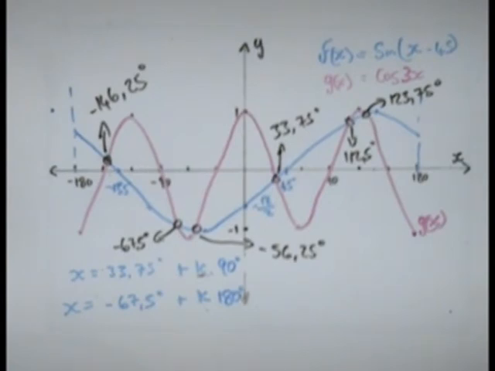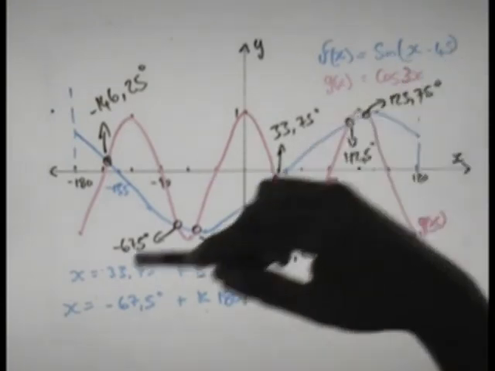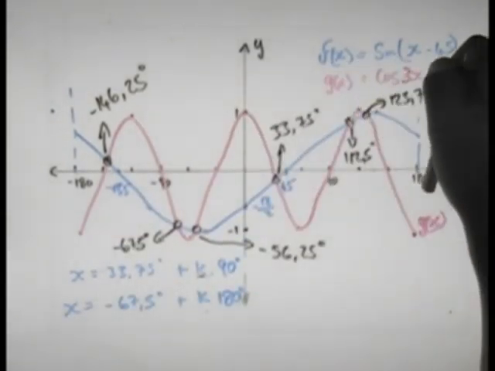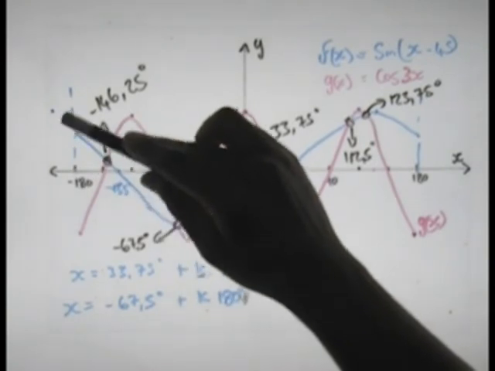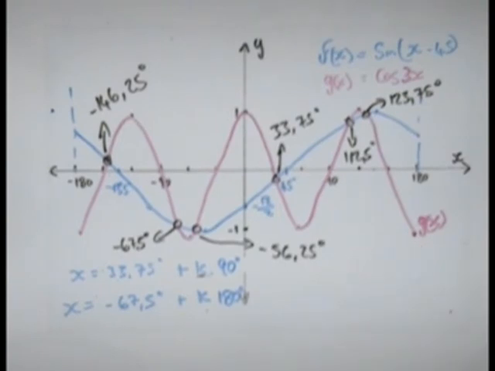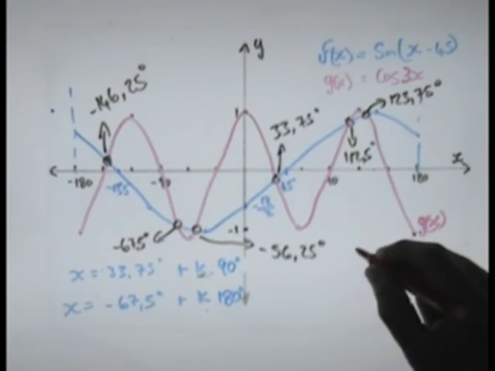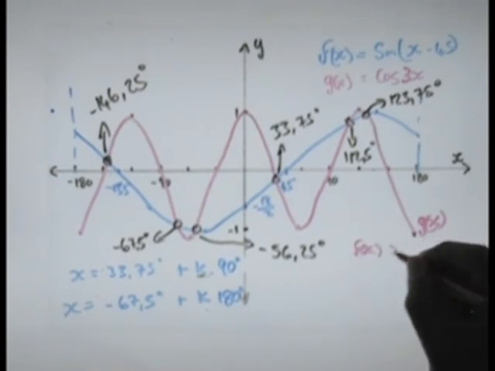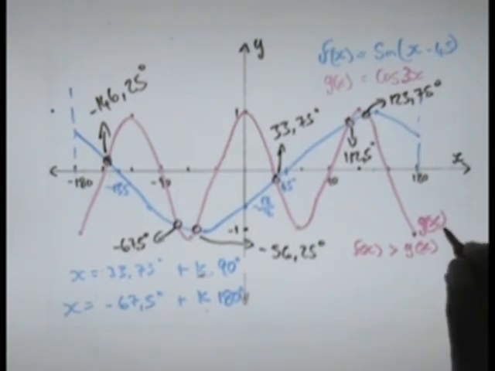The next question asked, when is f of x greater than g of x? Now f of x is the blue graph. When is the blue graph above the red graph? Starting from our left, we can see that it's from negative 180 degrees. I'm going to do this in red. So when is f of x greater than g of x? Remember, this time it's now greater than, not greater than or equal to.